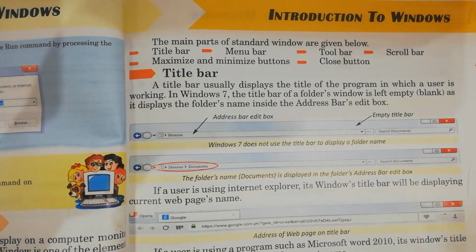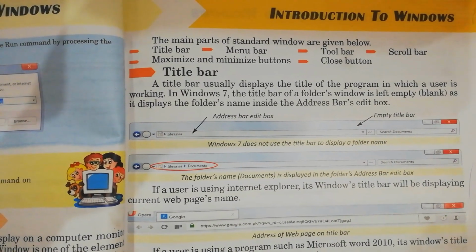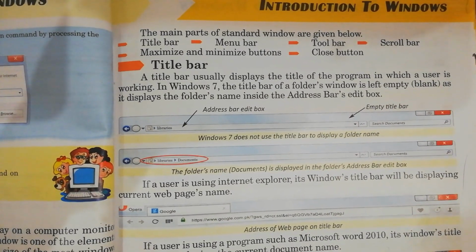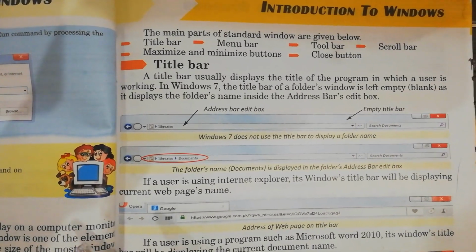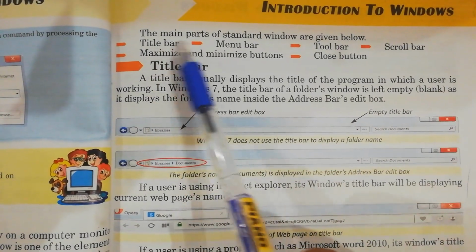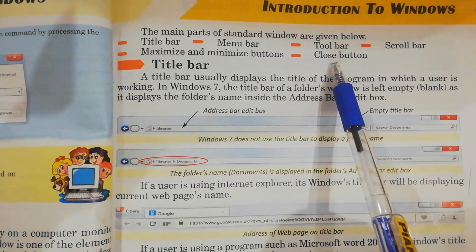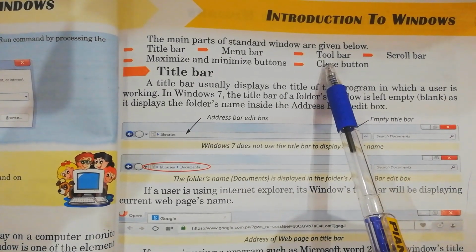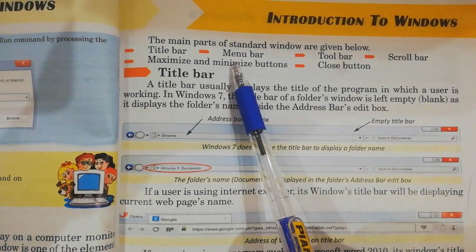It's unit number 2, Introduction to Windows. In the last lecture we covered getting familiar with Windows. A window is a rectangular portion of the display on a computer monitor screen that presents contents, text file or image. And we also learned about the main parts of a standard window, which are title bar, menu bar, toolbar, scroll bar, maximize and minimize button, close button. Today we will cover the title bar, scroll bar and toolbar topics. In the next lecture we will cover the menu bar.